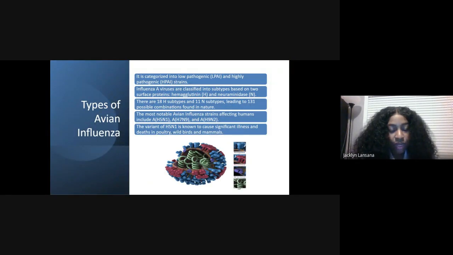There are different categories of avian influenza. It's categorized into low pathogenic LPAI and highly pathogenic HPAI strains. The influenza A virus is classified into subtypes based on two surface proteins, hemagglutinin H and neuraminidase N. There are 18 H subtypes and 11 N subtypes, leading to 131 possible combinations found in nature.